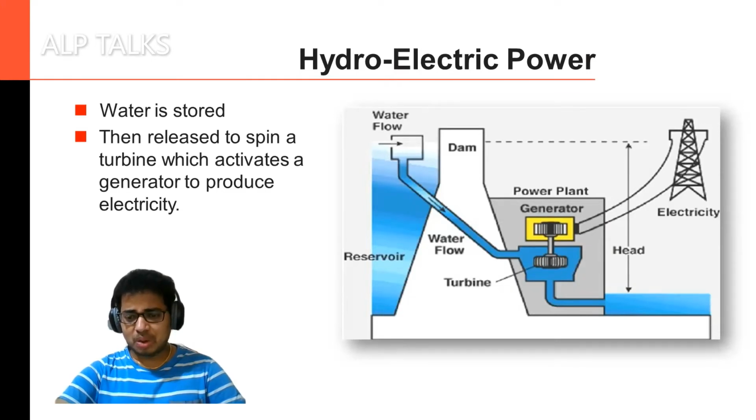Here we also have the generator. Due to the force of the water, the generator will generate the power. This is the power plant. Due to this head only, electricity is produced here. We can also use a transformer. The water is then released to spin the turbine, which activates the generator to produce electricity. This is about hydroelectric power.